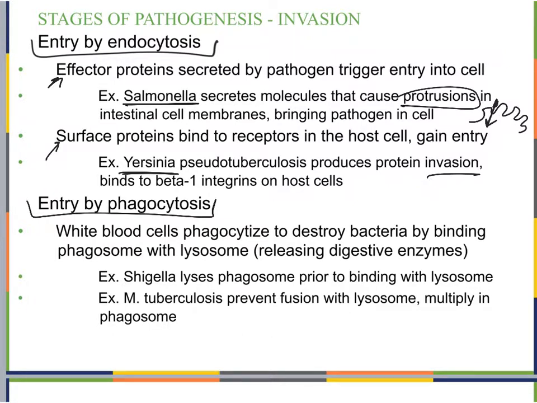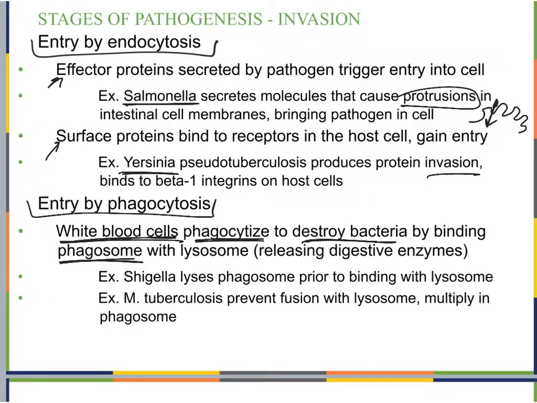Or when we get entry through phagocytosis, this is where our white blood cells, as they normally do, phagocytize cells. They go around looking for things that are not supposed to be there. They find one, attach onto it, grab it and bring it into the white blood cell. The intention is to then destroy the bacteria or the pathogen inside of the white blood cell. So the white blood cell phagocytizes to destroy the bacteria by binding the phagosome with the lysosome.